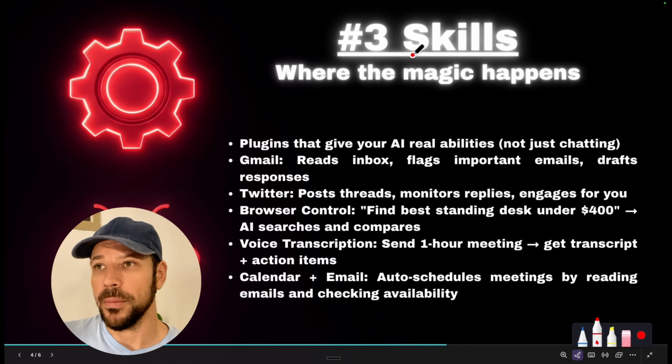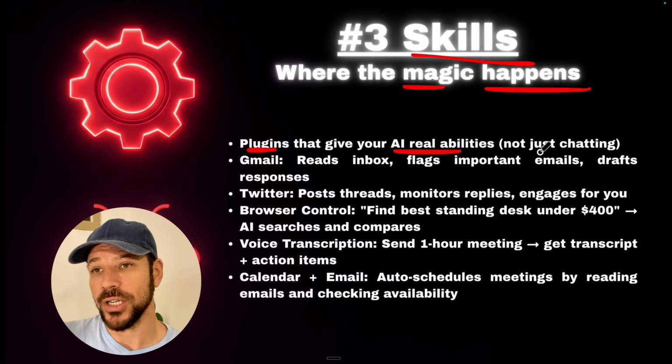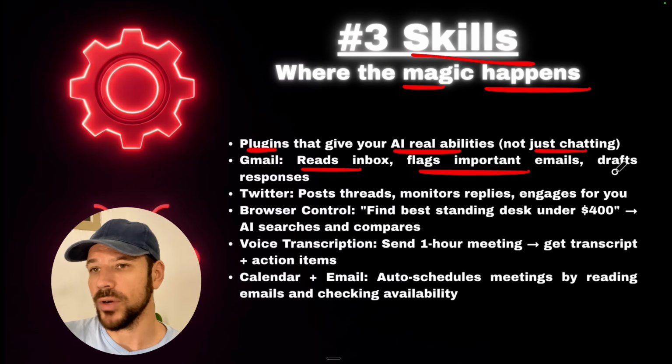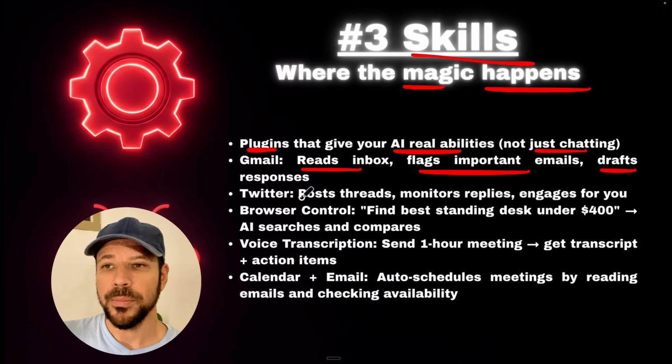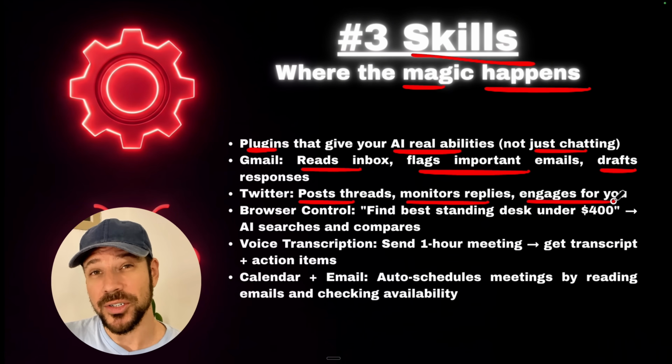The third part of ClawdBot is the skills. This is where the magic happens, guys. Plugins that give your AI real abilities and not just chatting. So it can read inbox, it can flag important emails, it can draft responses, it can post to Twitter for you automatically, it can monitor replies, it can engage for you, it can check out your competitors and see what's working now or from the past week so that you can copy them and be successful on social media as well. It takes control of your browser.